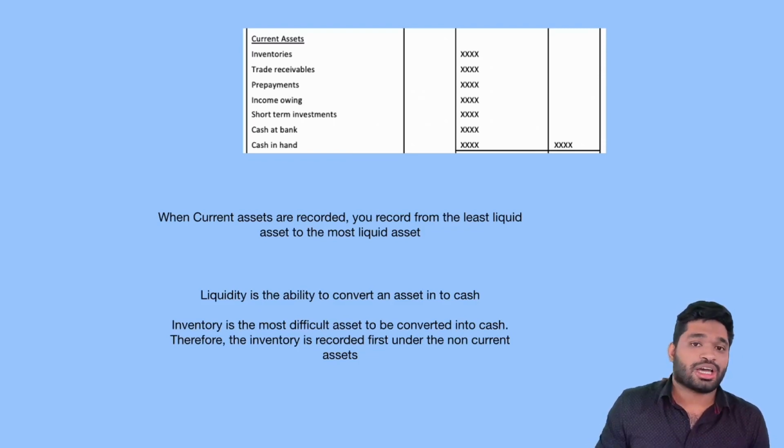Then when you look at your cash, the cash is already in your hand. Okay, it's already converted into cash. So there's nothing to convert. It is the most liquid asset, right? So when you look at the format that is given to you on screen, on the top you have inventories because that is the least liquid asset, and on the bottom you have cash in hand because it is the most liquid asset, right? Next to cash in hand, the liquid asset would be cash at bank because it's just a matter of going to the bank and taking the money, right? Clear?